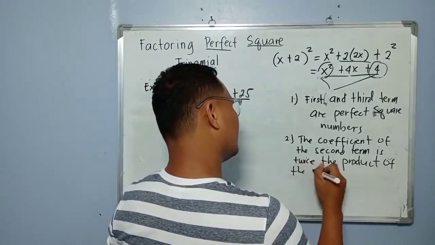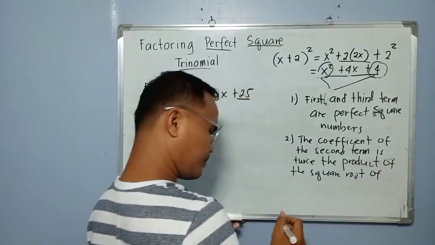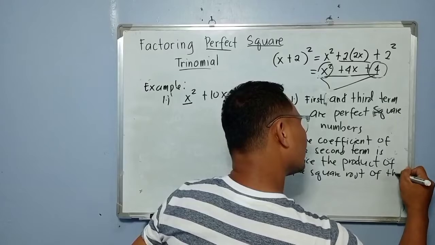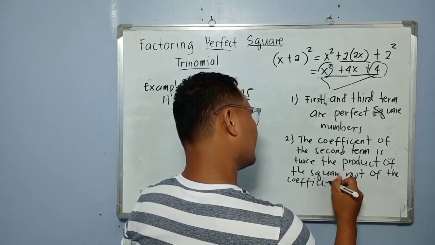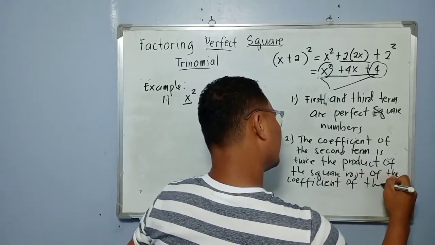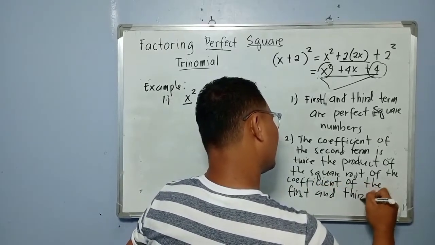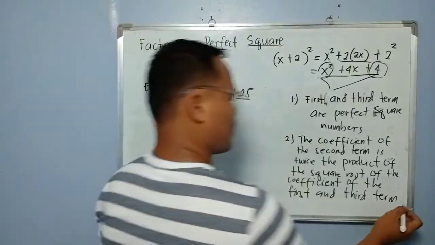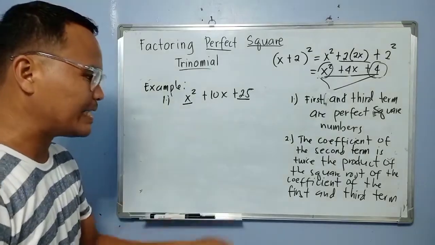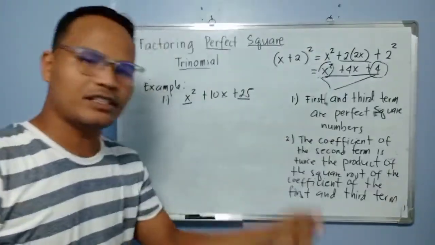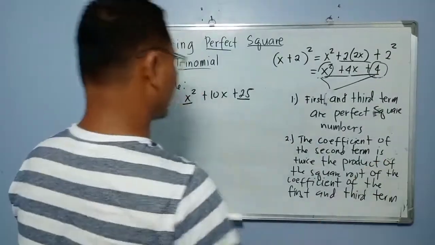of the square root of the coefficient of the first and third term. Okay. The coefficient of the second term is twice the product of the square root of the coefficient of the first term and the coefficient of the third term. Or, yes, the third term.